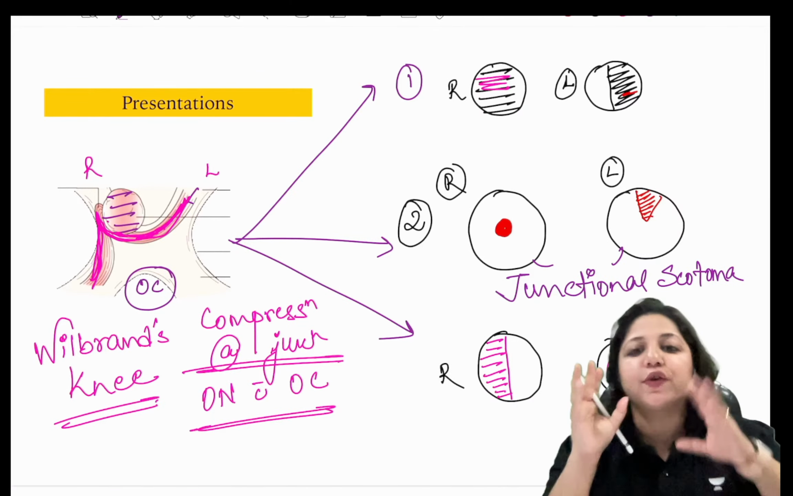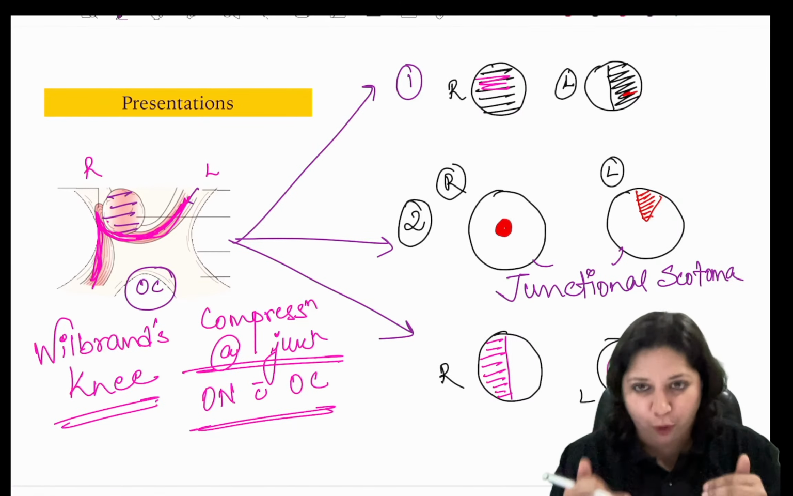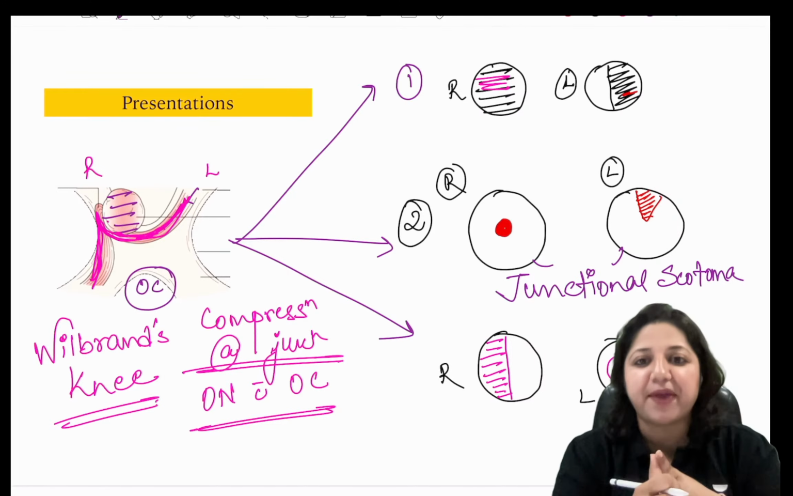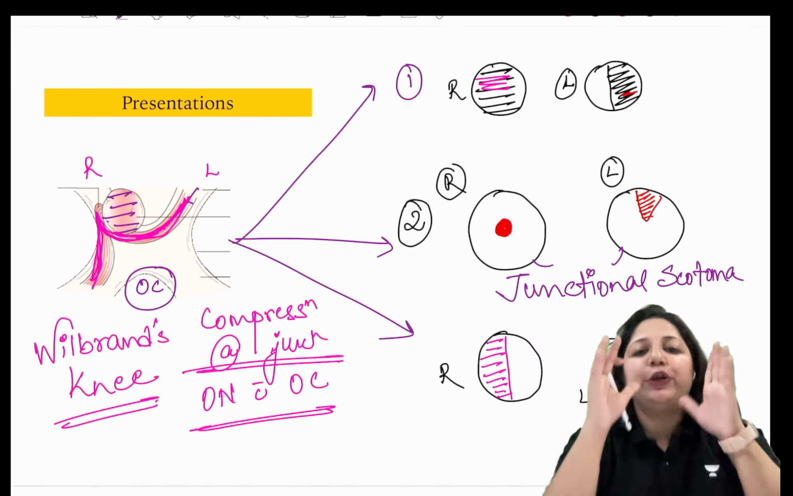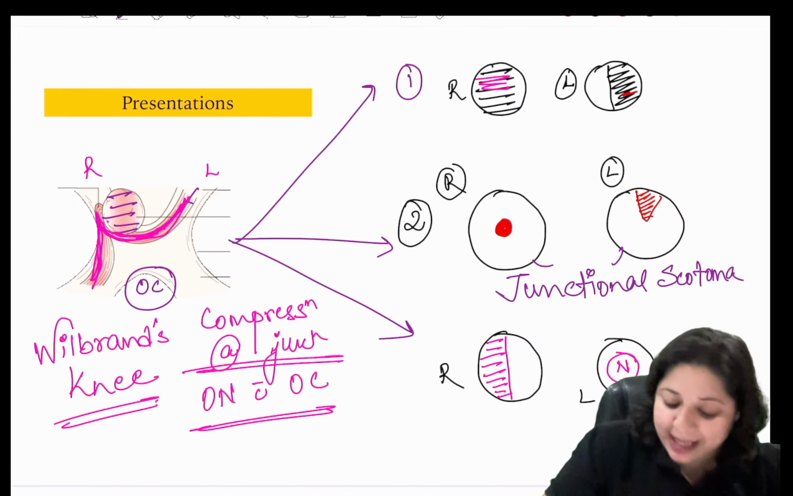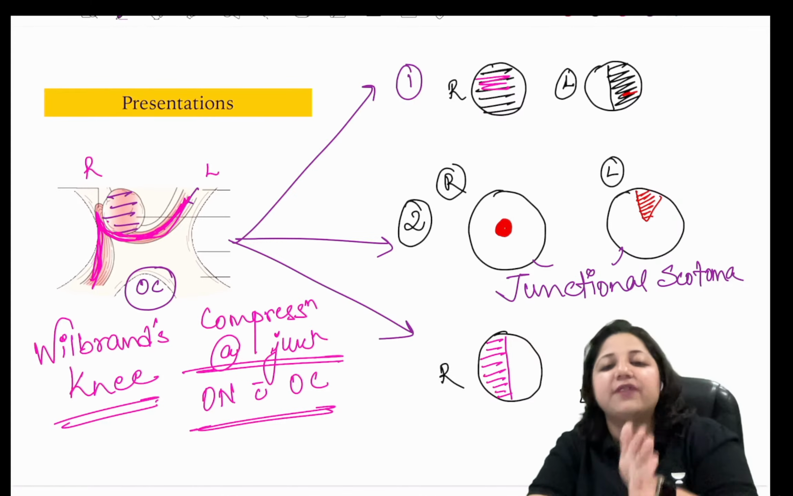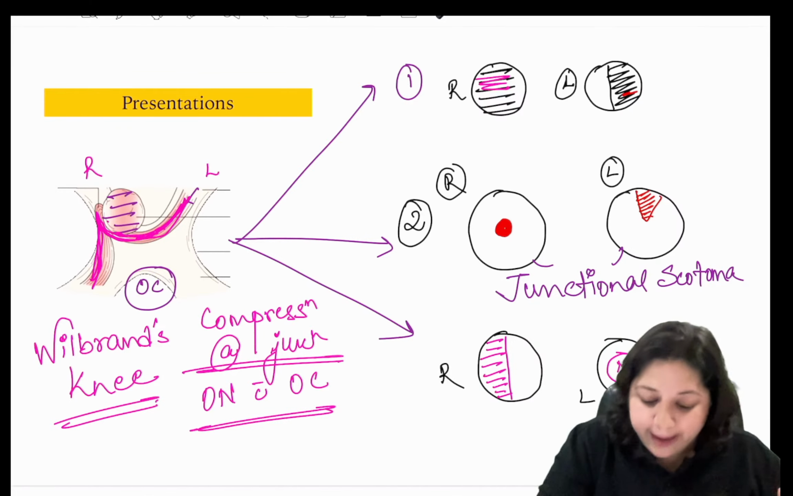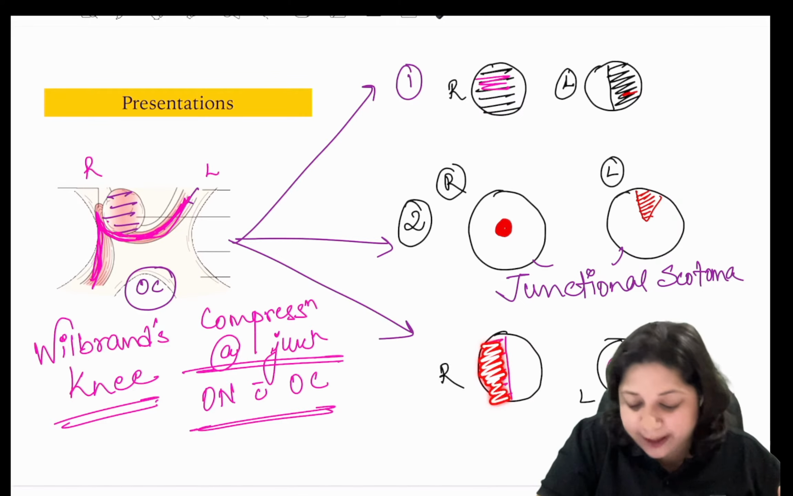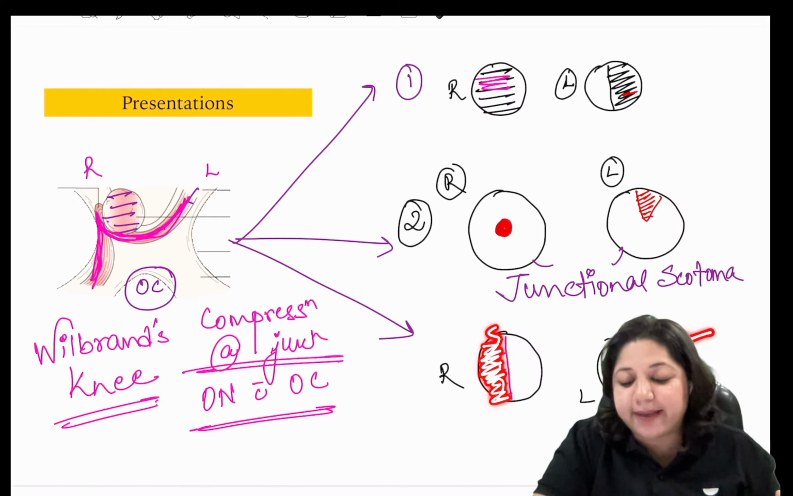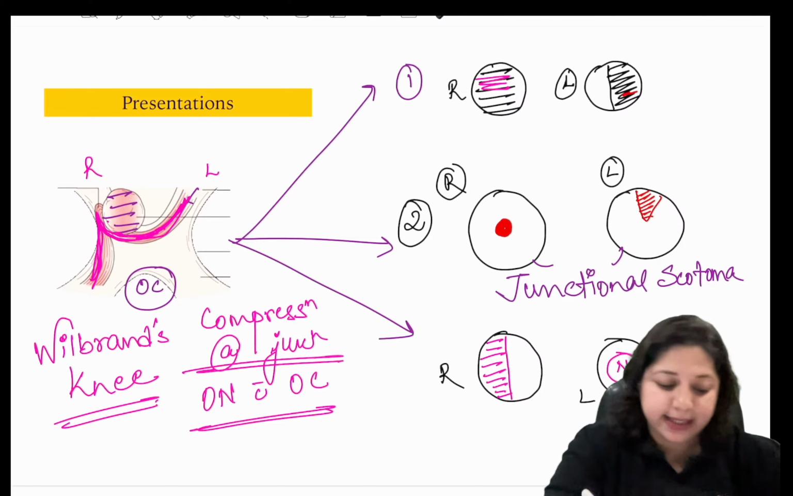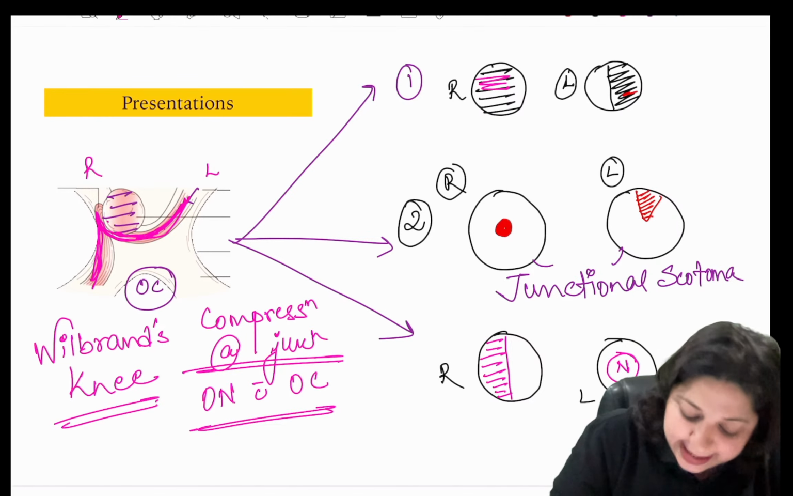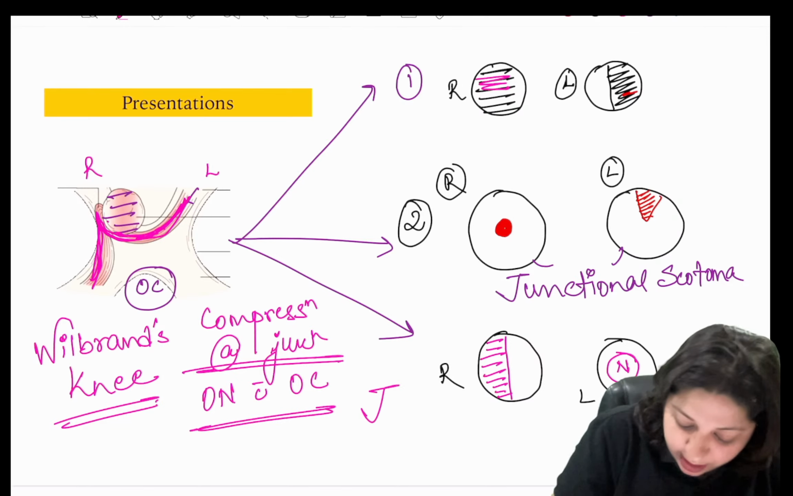All the three are the presentations of the lesions occurring at the junction of the optic nerve with optic chiasm, but depending on the size of the lesion, how much nerve is affected, how much compression is there, you can have these three presentations. And last is when you just have the nasal fibers of the affected side of the lesion which is gone, resulting in a temporal hemianopia, and the other eye being completely normal.